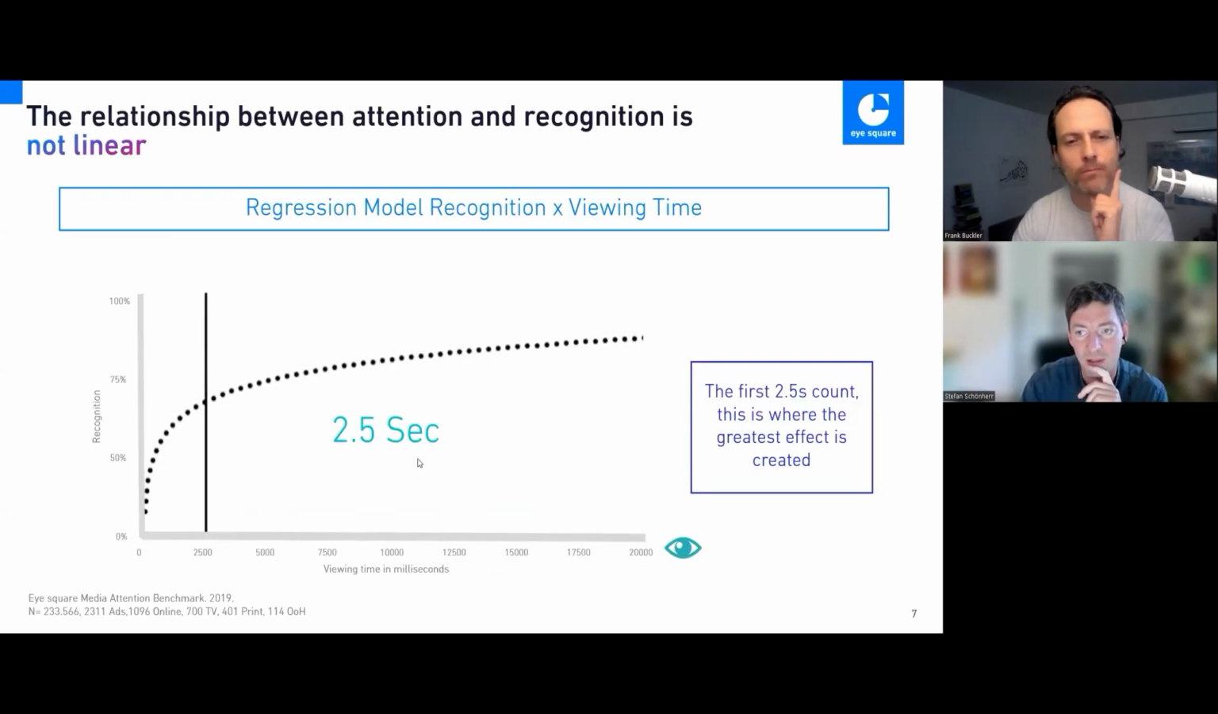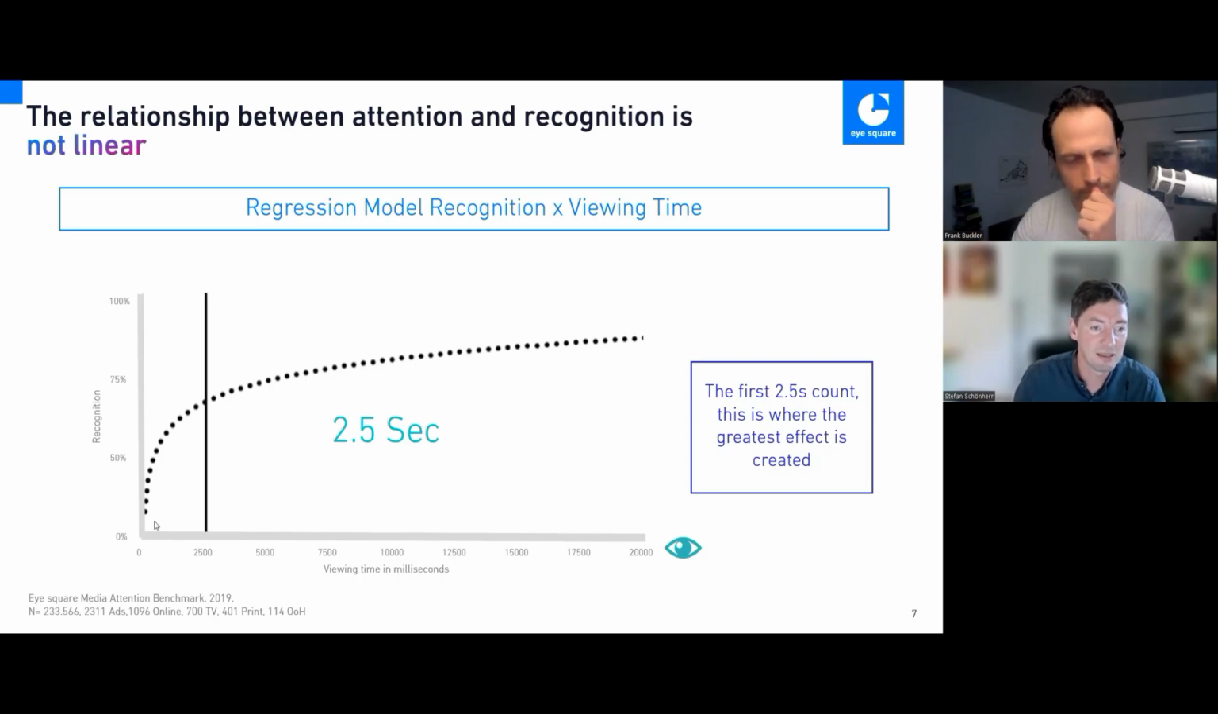Now we have a quite complex analysis here. It's a regression model, and in the end, it shows, let's say, the correlation between how long people look at an ad. You see it again on the x-axis, and this is combined with the recognition, which is a very famous ad effectiveness KPI. That means where people, after having contact with an ad, are able to recognize this ad and really say, okay, yeah, I've seen this ad while watching TV or while watching YouTube or whatever.